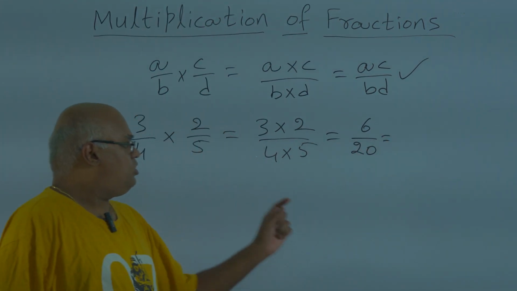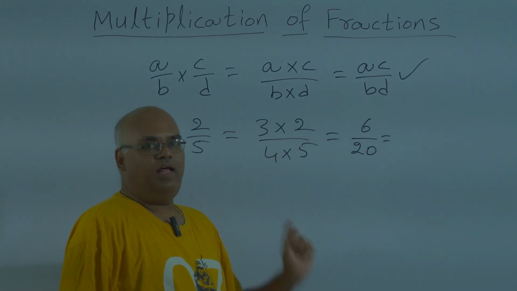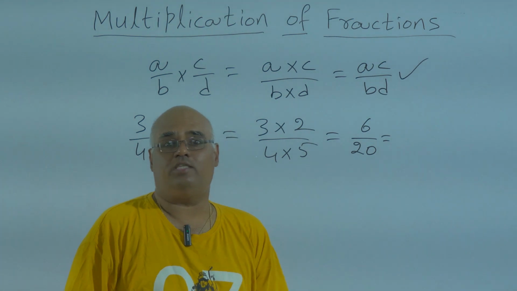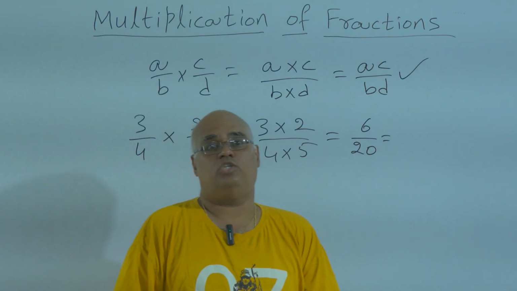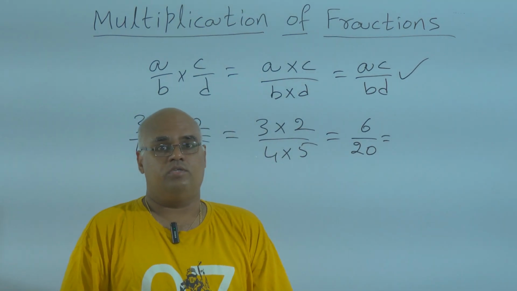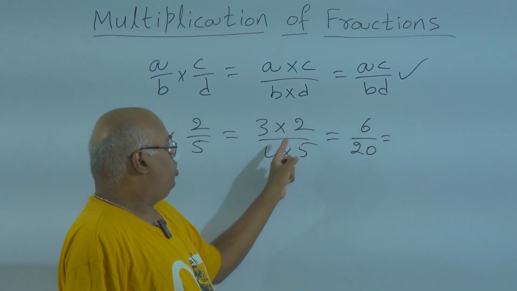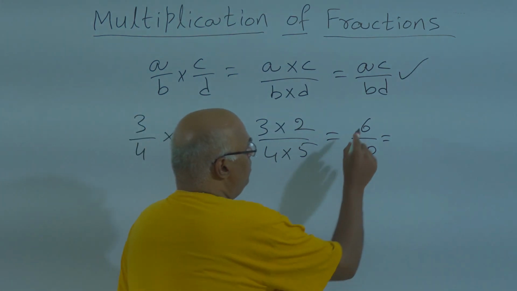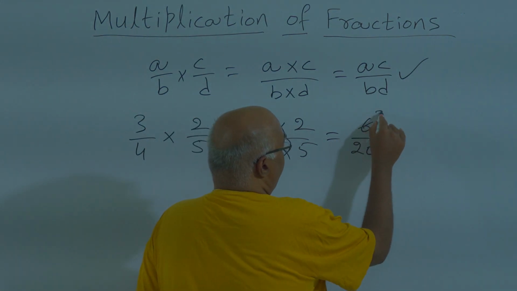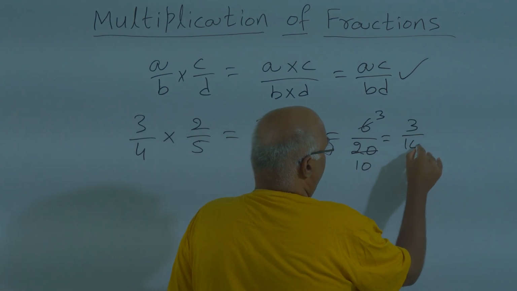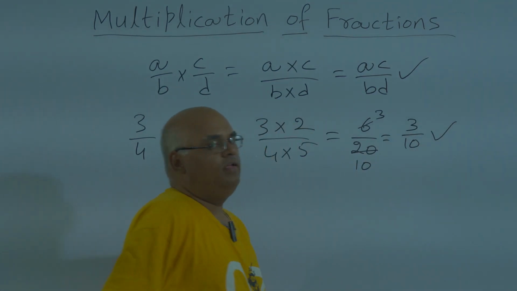Now, most of the students, what they do is they leave it like that. So, if you see this fraction 6 by 20, it is not in its lowest terms. Always a fraction should be written in the lowest terms. So, if you see this 6 by 20, you have 2 common. So, 2 goes 3 times, 2 goes 10 times. This is equal to 3 by 10. So, this is the required answer.